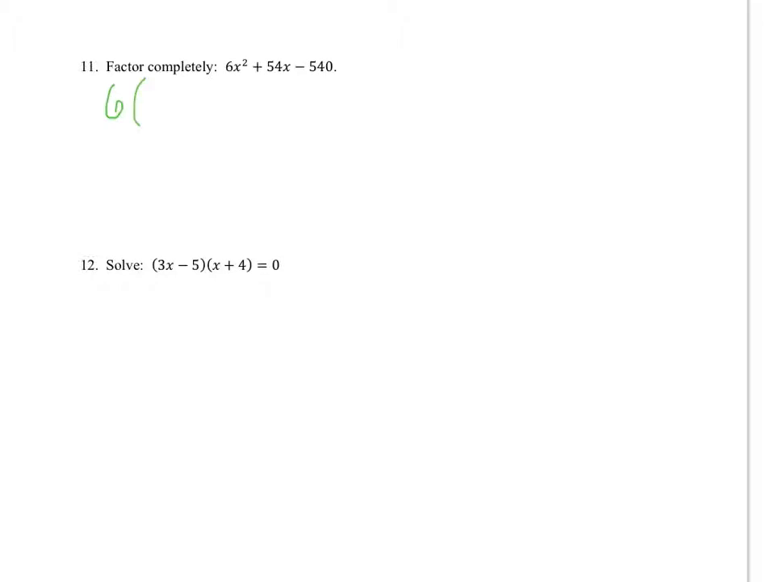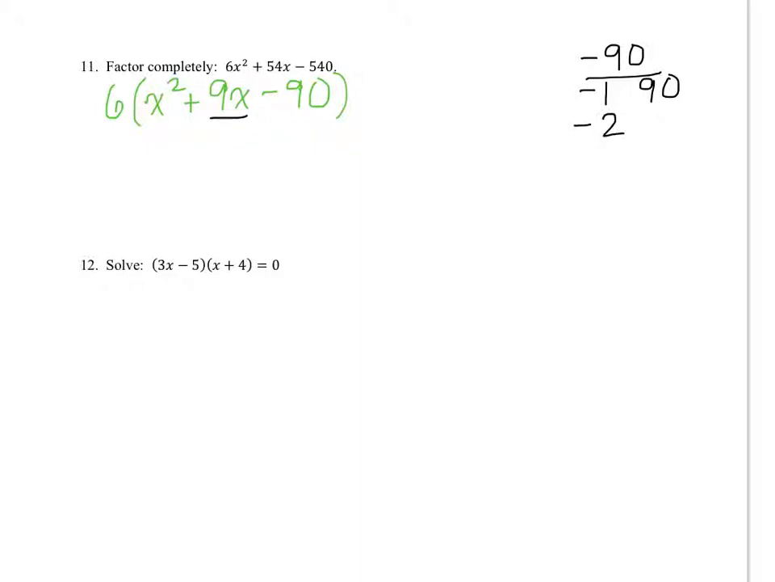So if I pull out a 6, what I'm left with inside is x squared plus 9x, because 9 times 6 is 54, minus 90. Now you're going to want to find factors of a negative 90 that add up to a positive 9. So with that, you know that your smaller number is going to have to be negative because the sum is positive. So we have negative 1 and 90.